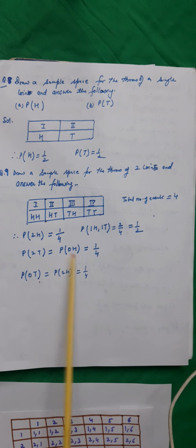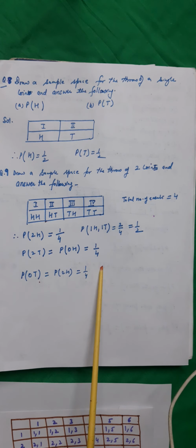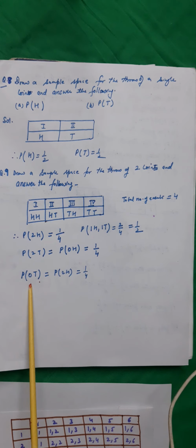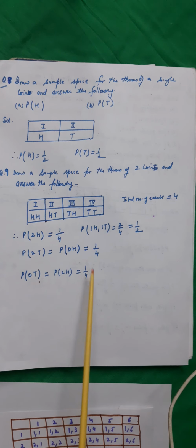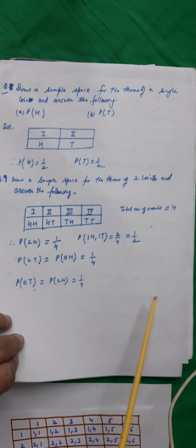Probability of getting 0 head, I can also say that 2 tails means 0 head. So probability of 0 head will be 1 upon 4. Similarly, probability of 0 tail. 0 tail means 2 heads. That would be again this one. So 1 upon 4. Last question for today.